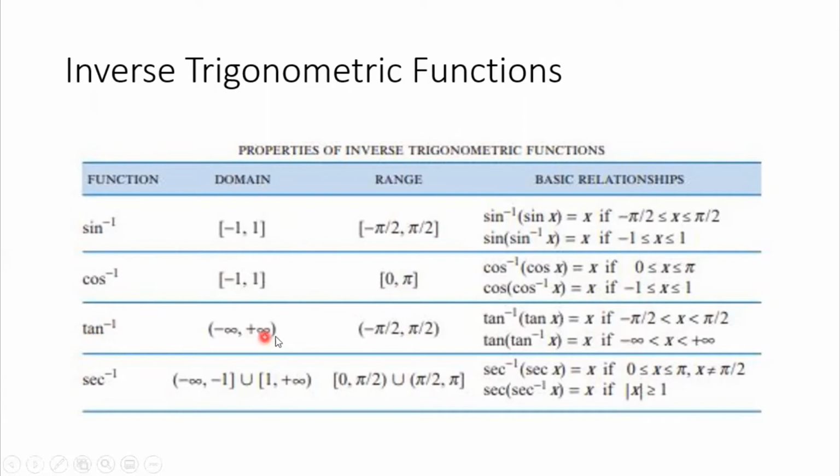and tangent inverse has a domain -infinity to +infinity or a set of real numbers, and it has a range of -π/2 to π/2. -π/2 and π/2 are not included in this interval. Now secant inverse, the domain is a union of the interval -infinity to -1 union +1 to +infinity, and it has a range of a union of two intervals 0 to π/2 and π/2 to pi.